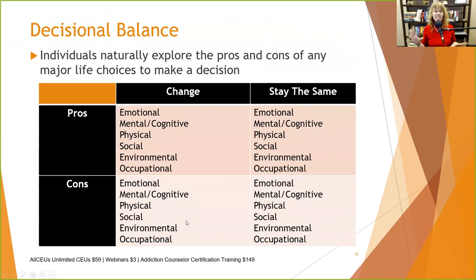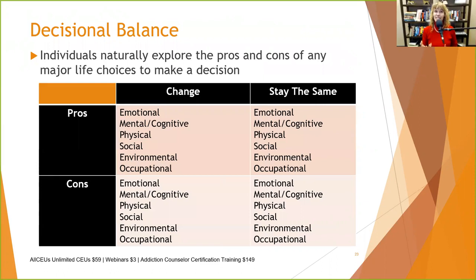Once you have everything listed out, then I have clients go through with a highlighter and highlight in red the things that are of the most importance or the strongest motivators, either direction. So I can see the things that are most important to them, and we can kind of tip that decisional balance.